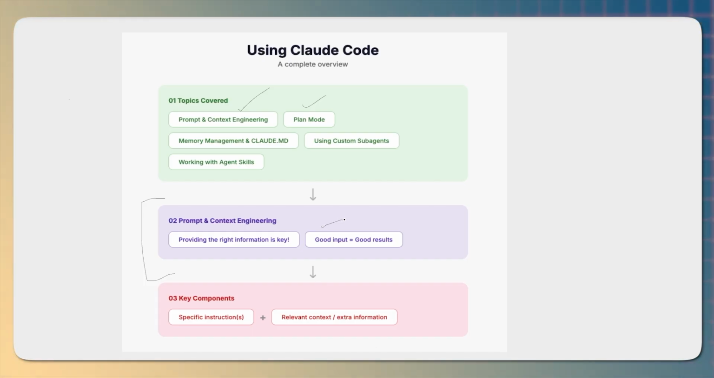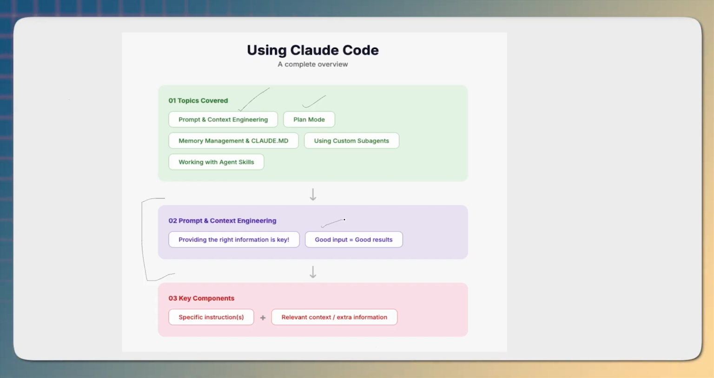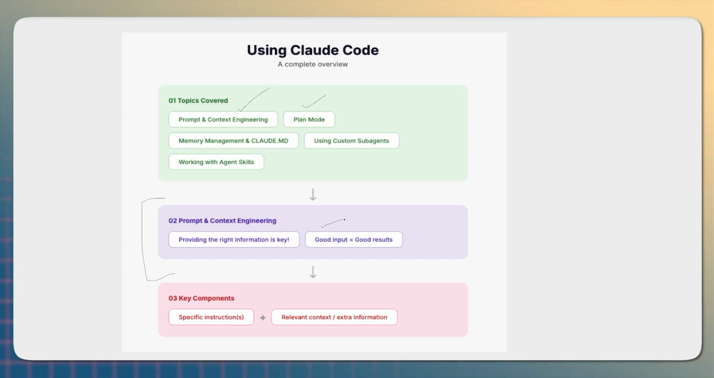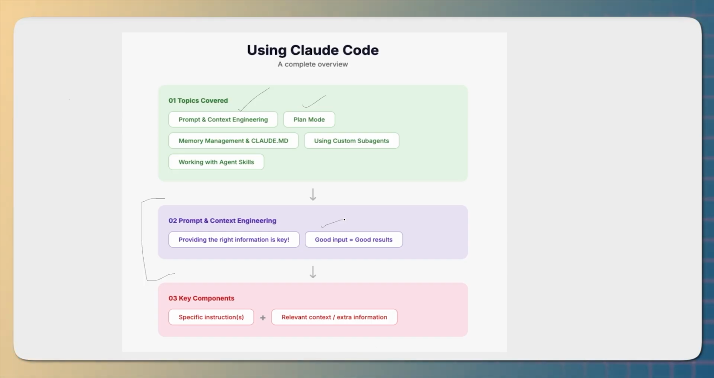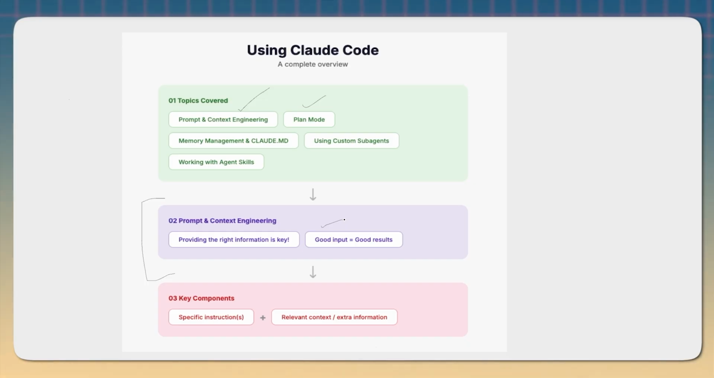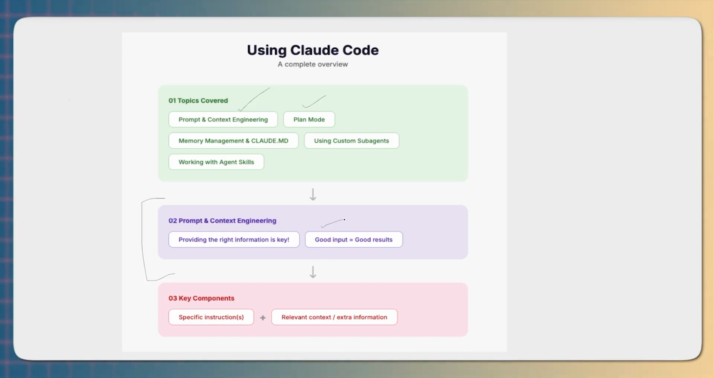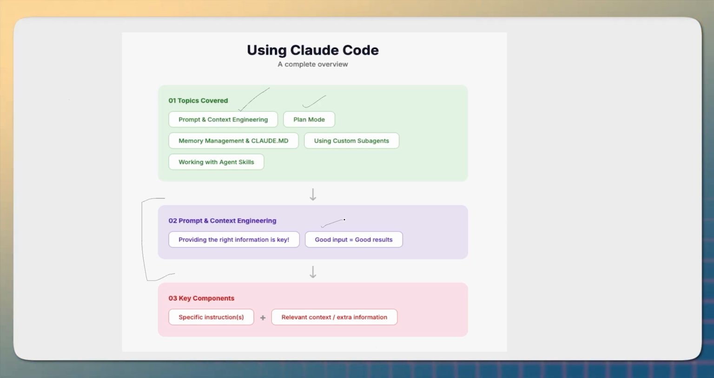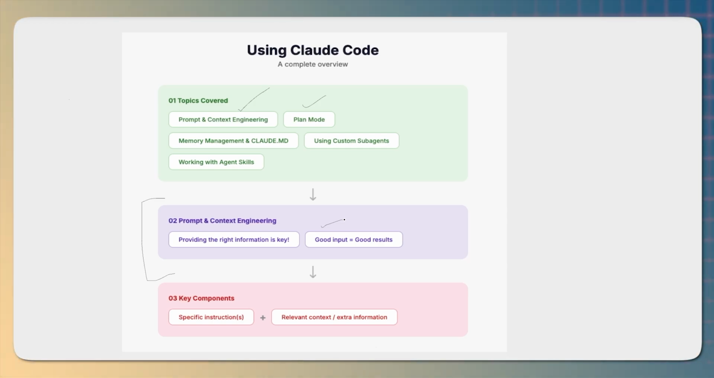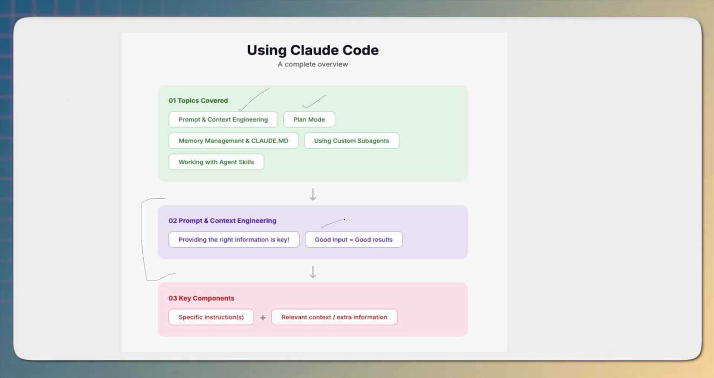And the input, I mean a prompt, is actually a combination of having specific instructions that clearly describe the task you want Claude Code to work on and providing relevant context and extra information without providing unnecessary information, because irrelevant information can lead to worse output.